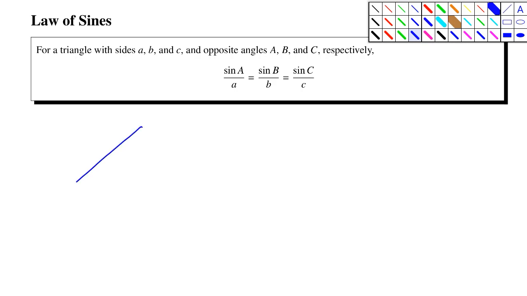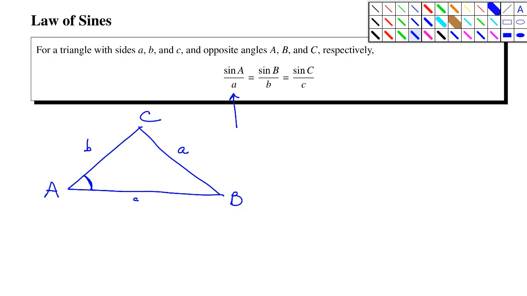So let's just draw a triangle here. And we can have A, and the side across from that is little a. We can have B, and the side across from that is little b. And then angle C, and the side across from that is little c. What the law of sines is telling us is that the ratio of the sine of an angle to its opposite side is constant for the particular triangle. And so you can create these ratios just however you want.